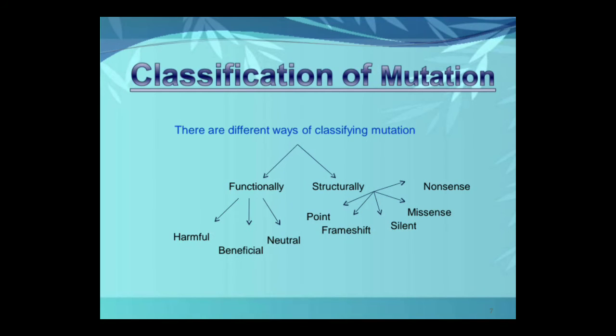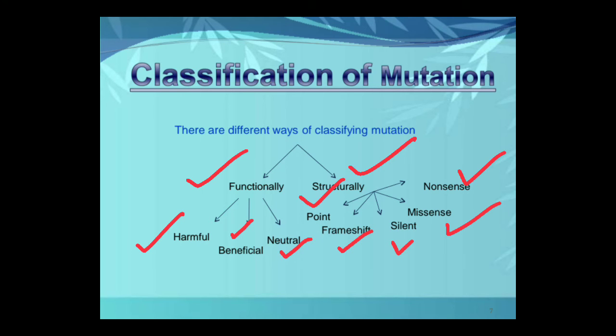What is the classification of mutation? There are different ways of classifying mutation: functionally and structurally. Functional classification is harmful, beneficial and neutral. Structurally, there are point mutation, frameshift mutation, silent, missense and nonsense mutation.